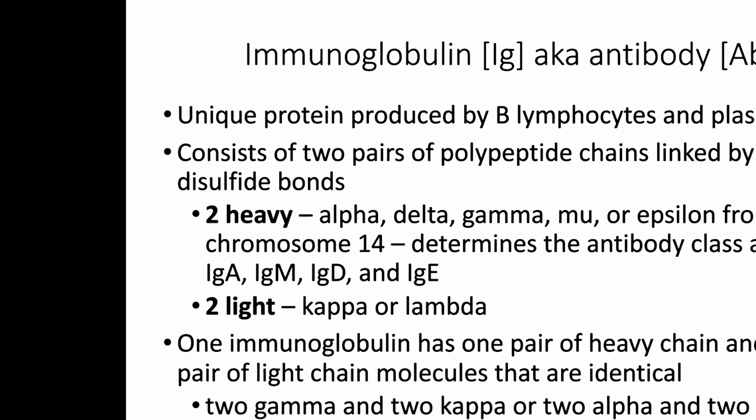Again, immunoglobulins are proteins that are developed by your B cells and your plasma cells, and they are made up of two pairs of polypeptide chains: two heavy and two light. Depending on which heavy chain you're looking at determines the antibody class. The light chains are just another additional variation, adding to the complexity of immunoglobulins. One immunoglobulin will have one pair of heavy chains and one pair of light chain molecules, which will be identical.